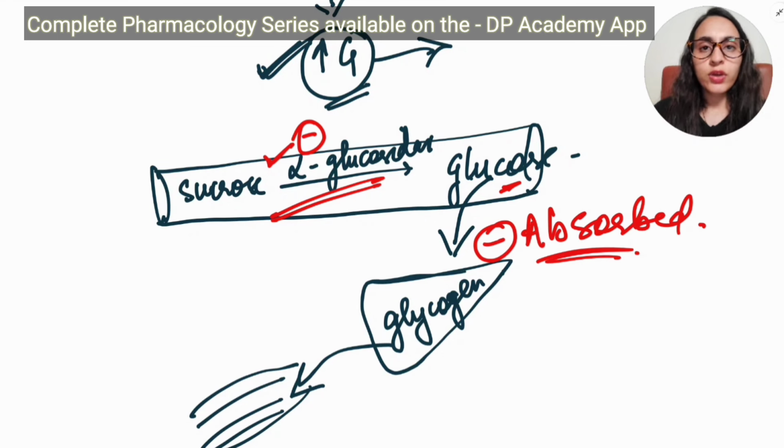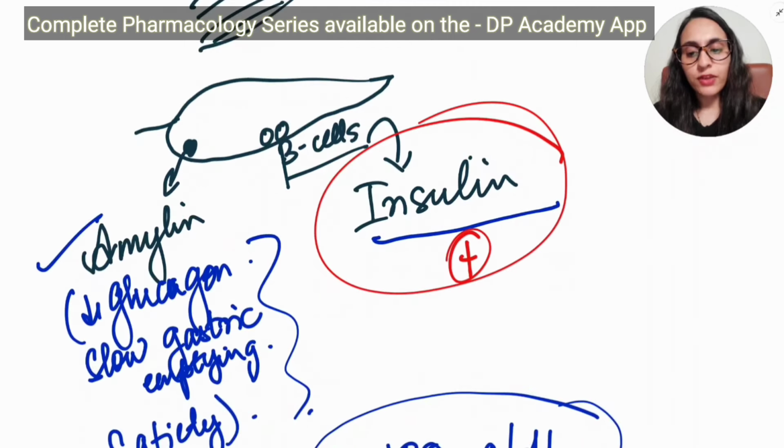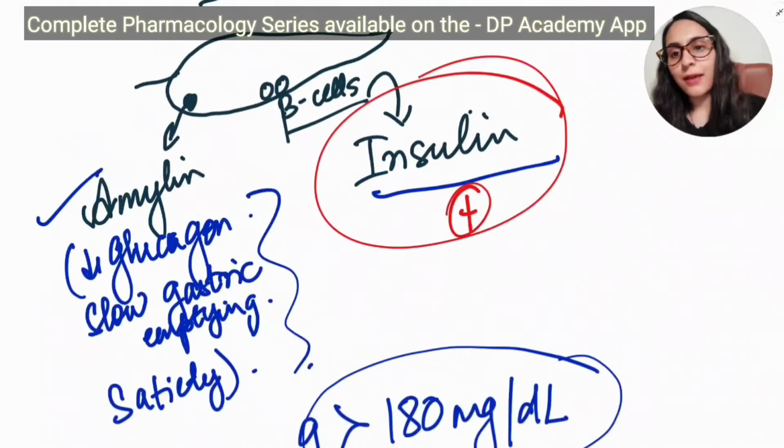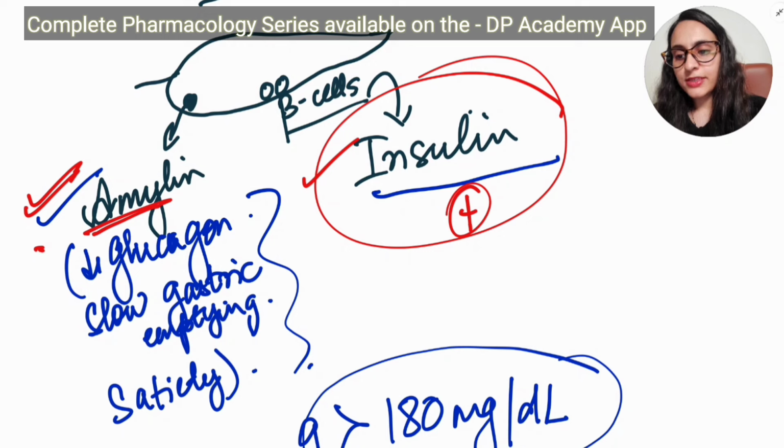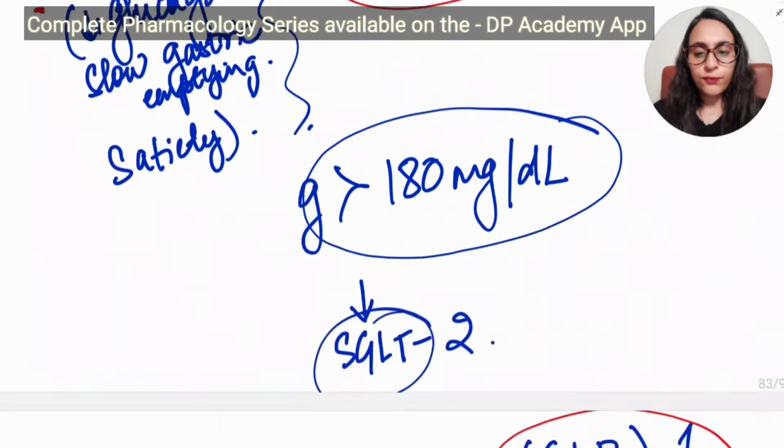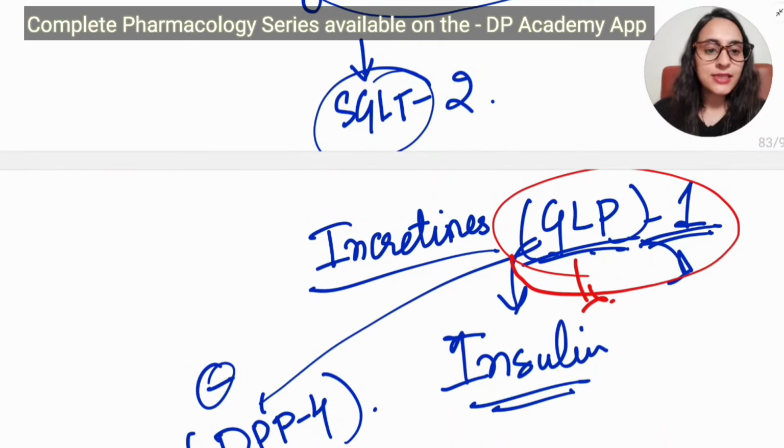So these are the ways you can control diabetes, and in this particular lecture we will be talking about these different ways. First of all, giving the drug insulin, or you can give drugs that stimulate the amylin receptors, or you can give GLP-1, which has the same function as amylin. You can give a GLP-1 receptor agonist.